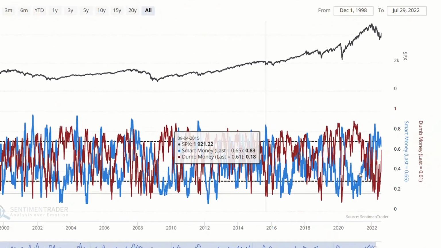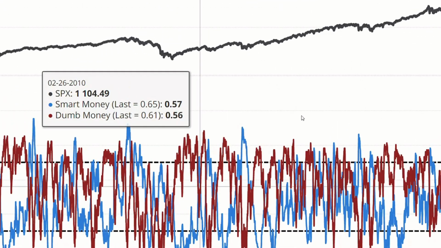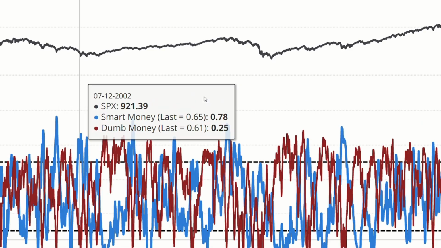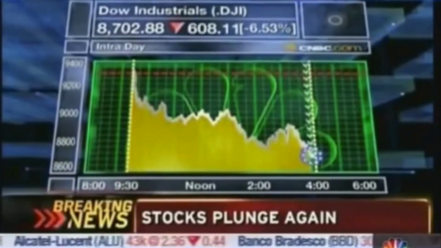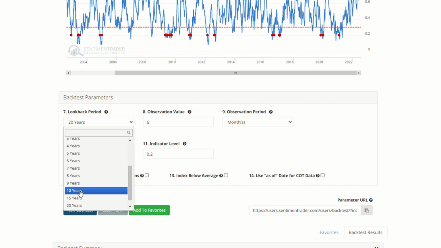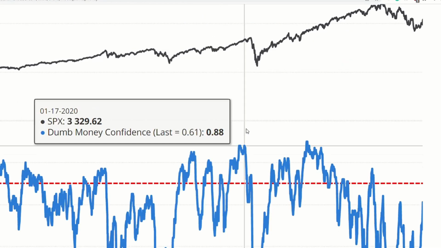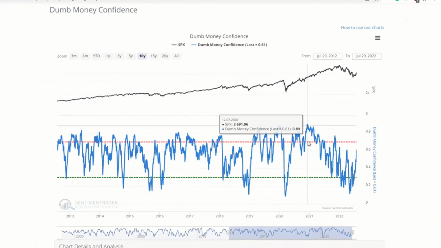Today we're going to be looking at Sentiment Trader's proprietary smart and dumb money indicators. These are our most popular indicators, and they're a great tool for not only measuring overall sentiment in the stock market, but also showing us if we should be excited or apprehensive about that sentiment. So let's get into what is smart and dumb money, how these indicators are measured, and how to read their representative charts. So how do these indicators work?